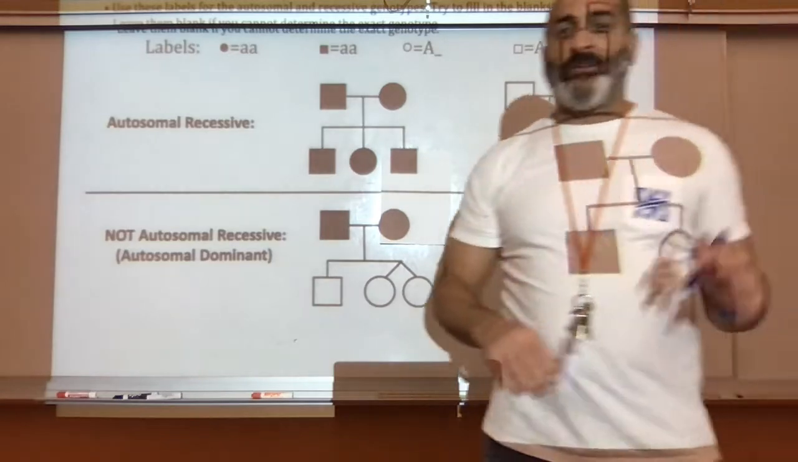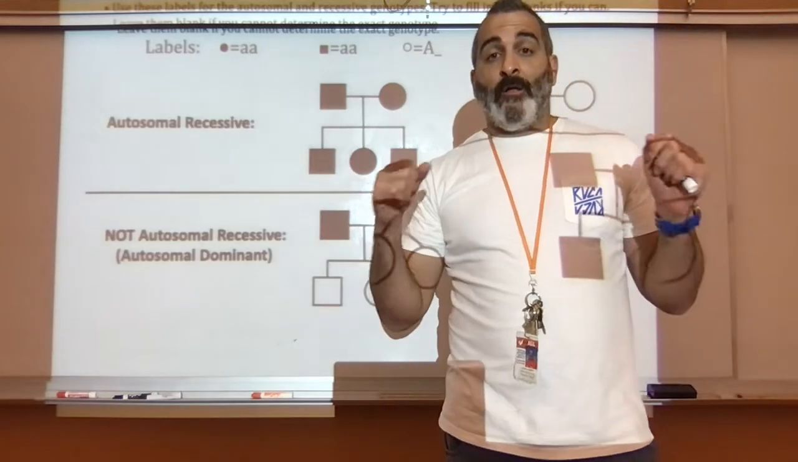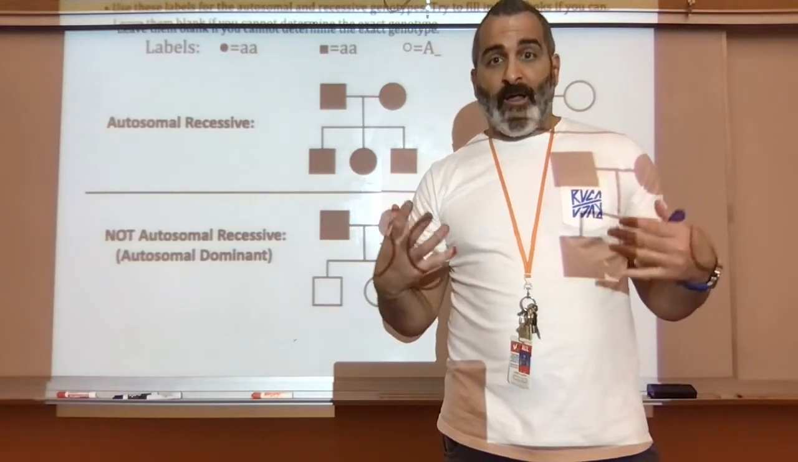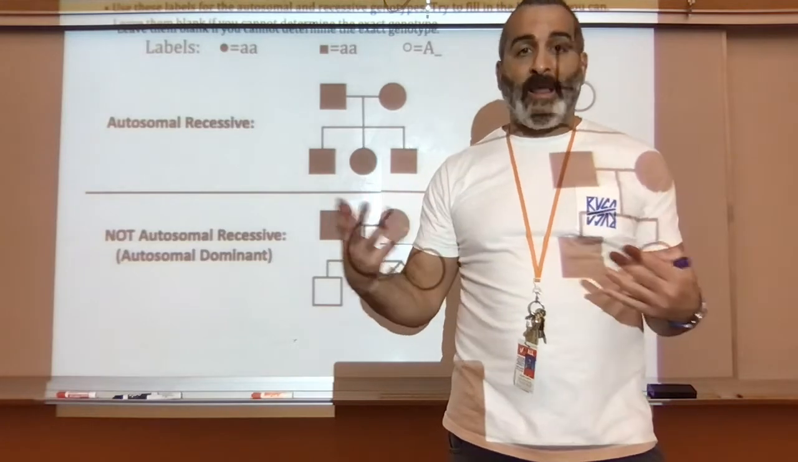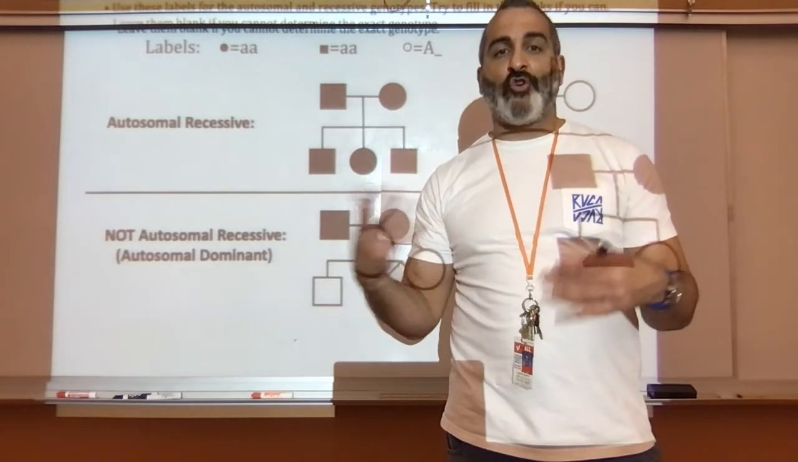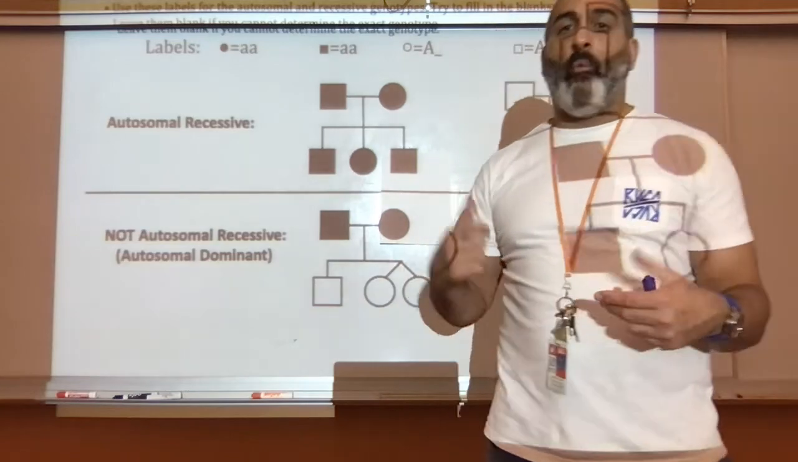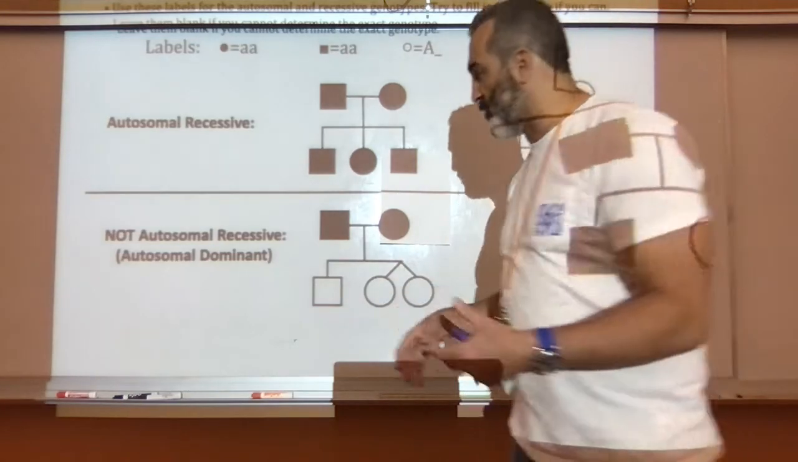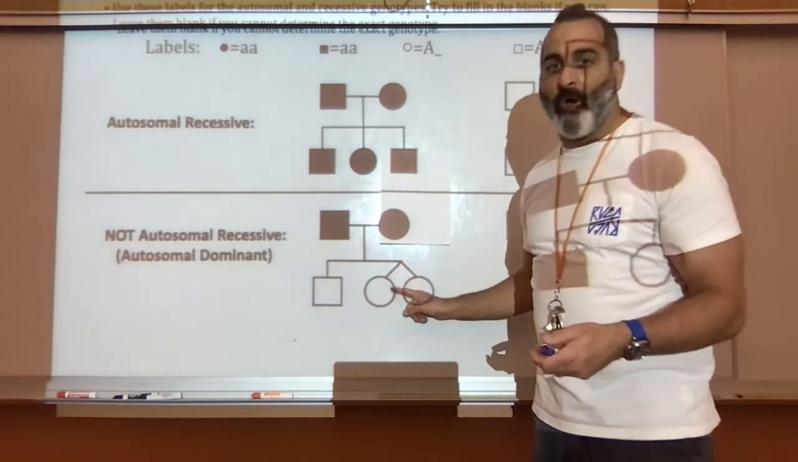Now, here's how this works. Let's go through them, and then we're going to show you how to label them. And then I'm going to go through them and show you why they are not autosomal recessive. For example, we'll do this. We're going to prove this one wrong, okay?